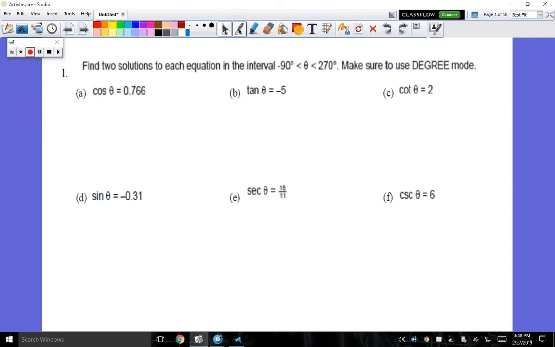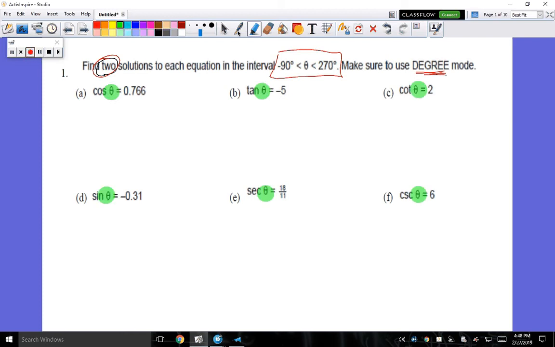Okay, so let's look at number 1. It says find 2 solutions to each of the following equations, and the interval is from negative 90 degrees to 270. So we need to make sure we are in degree mode, and we're solving for all of these thetas, if you will. So we're solving for that, almost treating it like we're solving for x.